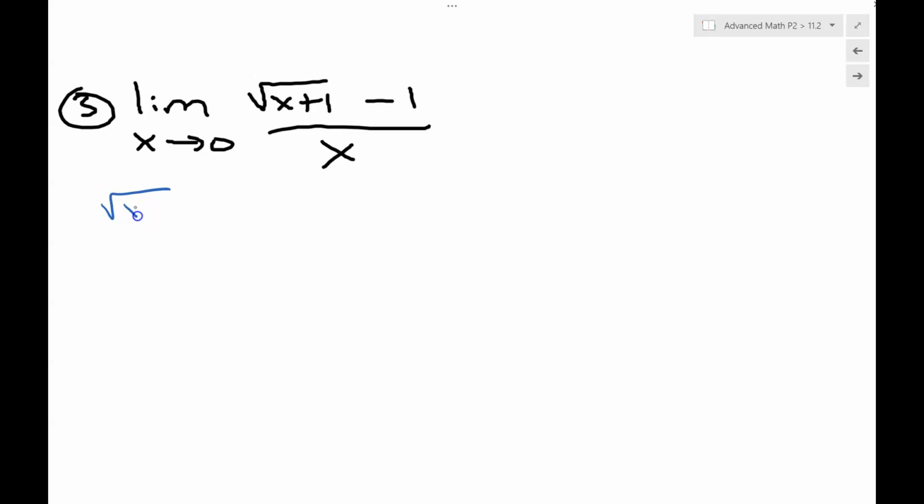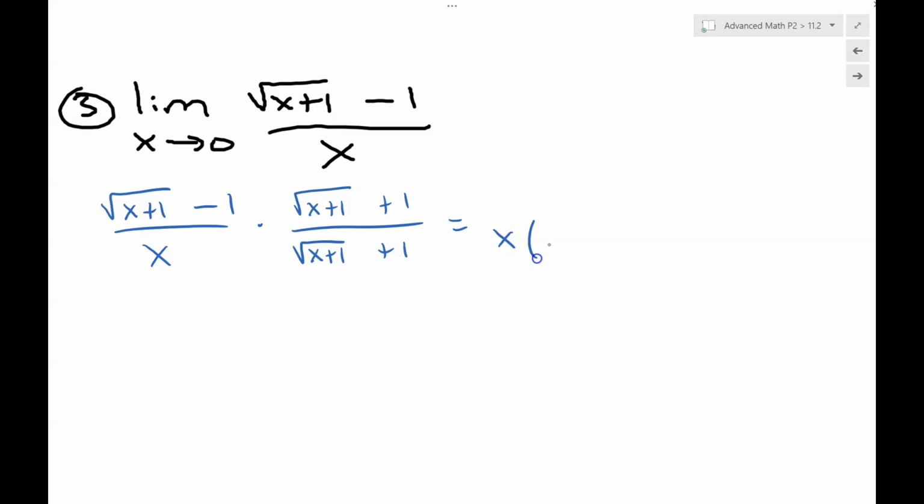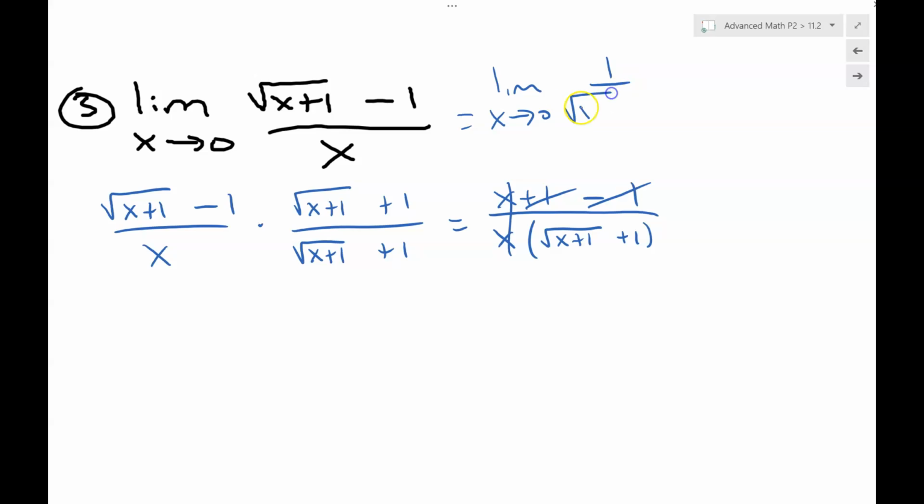All right, so if we come back to this, this is what hopefully you did. Times the conjugate. Again, on the bottom, leave alone, don't distribute. Top, multiply the first terms, you get an x plus 1. Minus 1 times 1 is 1. Cancel, cancel, x's cancel, so that I'm finding the limit as x approaches 0 of 1 over square root of x plus 1 plus another 1.